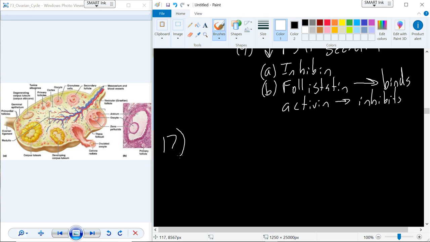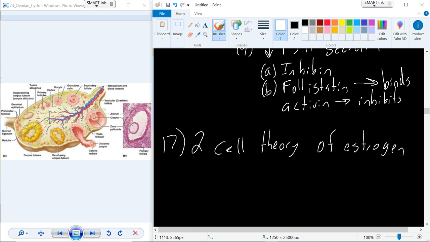All right, so we talked a lot about estrogen, and I want to talk a little bit about how estrogen is being regulated here. The predominant theory for estrogen production is called the two-cell theory of estrogen production.